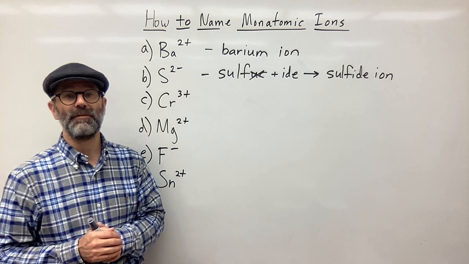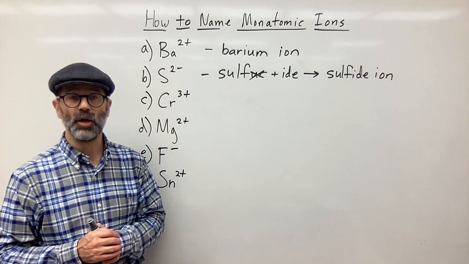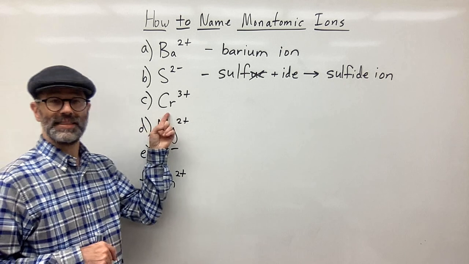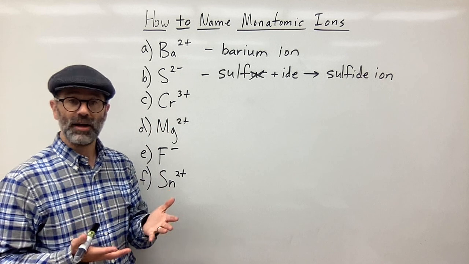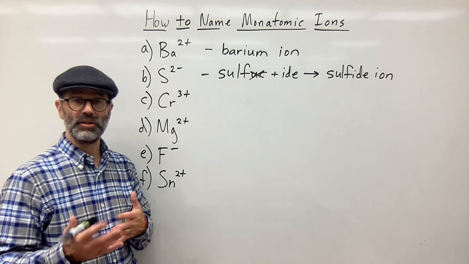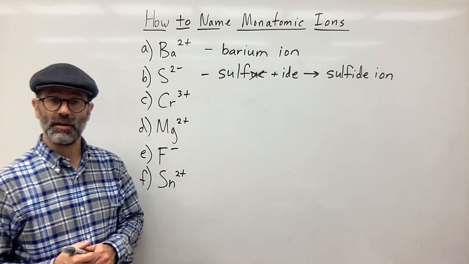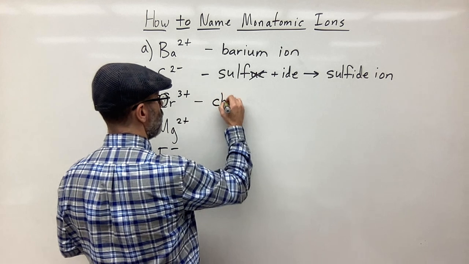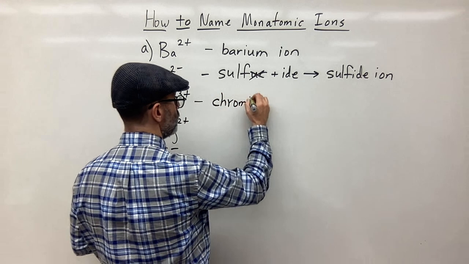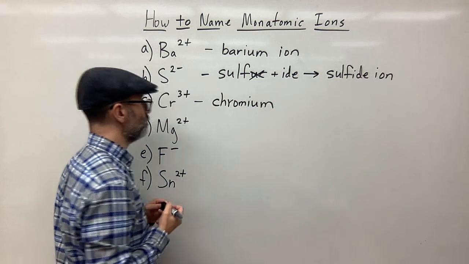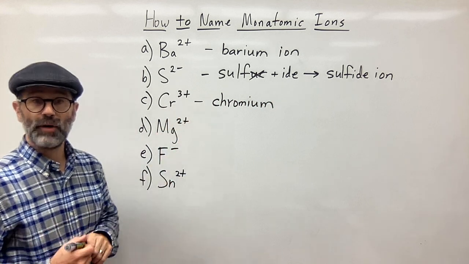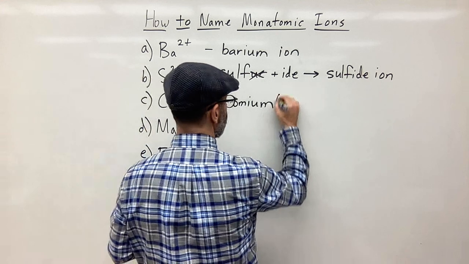So part of the name for the transition element is going to be a Roman numeral that indicates the charge. So again, as I said, when we're dealing with positive ions with metals, it's just the name of the element. So we're going to write down the name, chromium. And because there's a 3+ charge, we're going to write the Roman numeral 3.